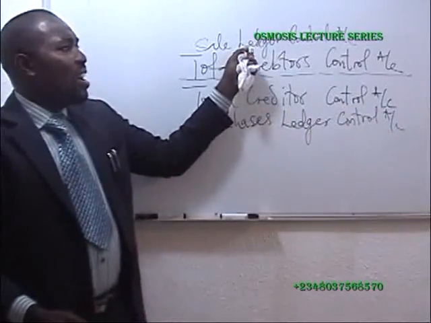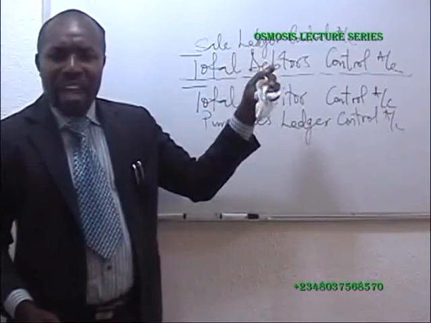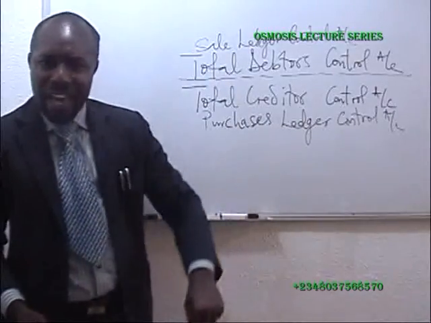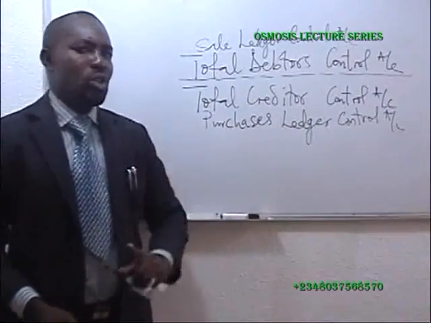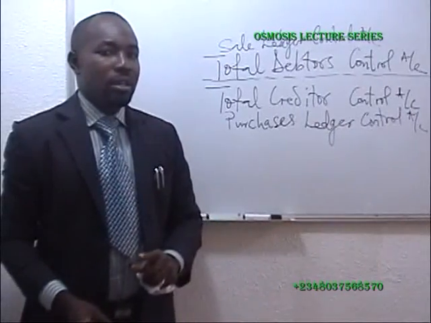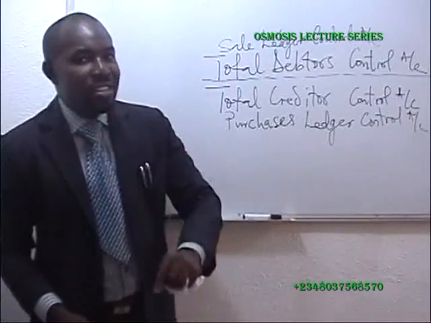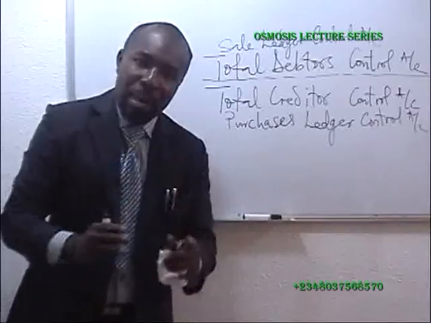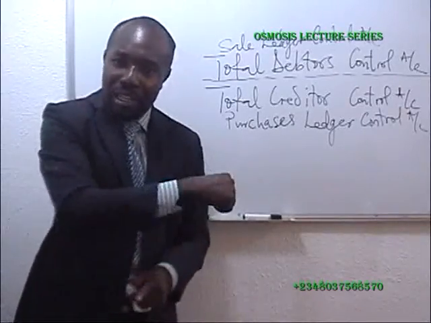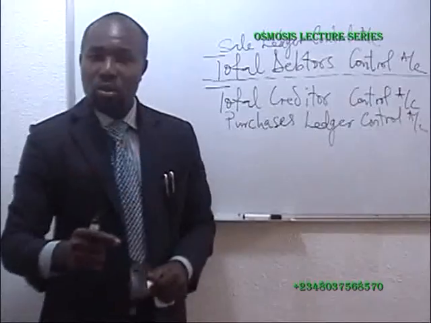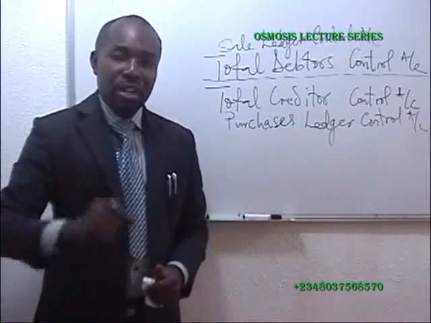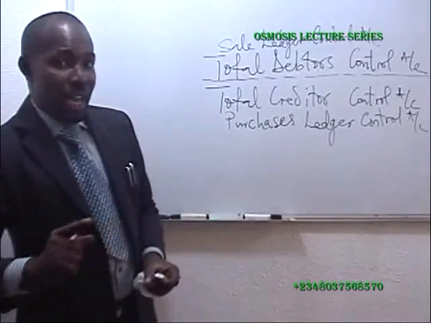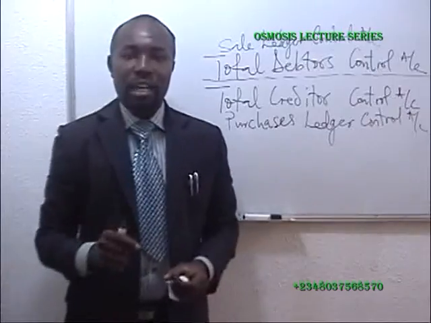So we talk of the sales ledger control account and the purchases ledger control account. The sales ledger control account is prepared to check the accuracy of the total debtors as it appeared in the personal ledger of customers, to know whether the amount for the total debtors recorded by the ledger clerk is the exact amount.